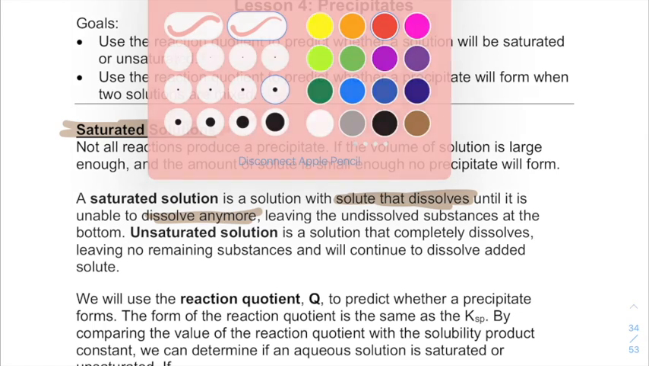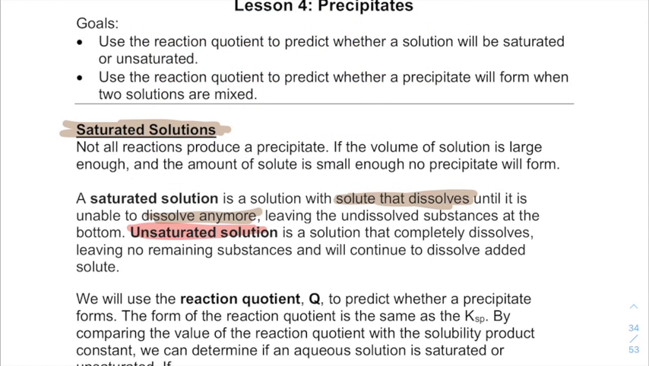If we contrast that with the unsaturated solution, in the unsaturated solution we would find that the solution will still completely dissolve any solute because you're below that equilibrium point. So essentially you have no solid in equilibrium in an unsaturated solution because you still don't have enough.